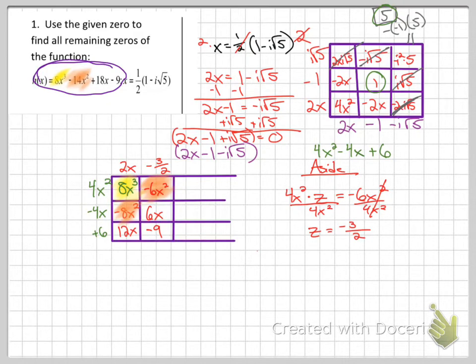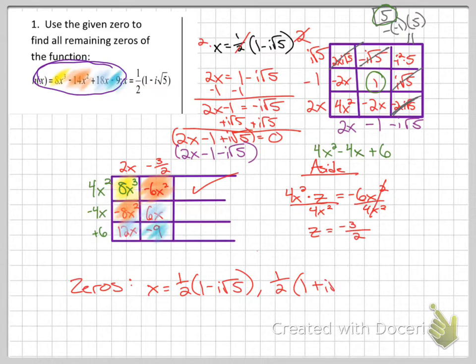And then I check my diagonals. 6 and 12, 18. And negative 9, negative 9. Remember, it's supposed to work. I have no remainder. It's supposed to work because we gave you the roots. So it wanted me to find all remaining zeros. Just to be safe, I'm going to list all the zeros, the one that I gave you. Its conjugate. Remember conjugates, you just change the symbol in front of the i or the square root.